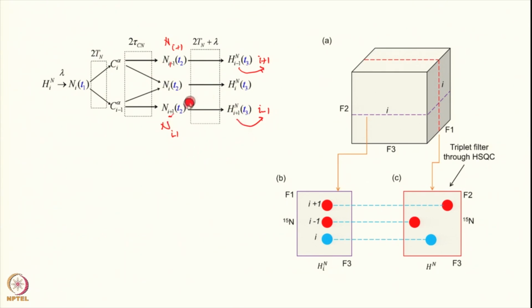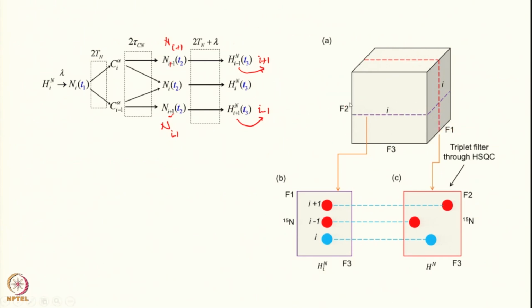After this you have the magnetization on the nitrogens of 3 residues, I minus 1, I and I plus 1, and this is then transferred to the corresponding amide protons. This will be I plus 1, this will be I, and this will be I minus 1. So these are detected during the T3 period. Now if you do a 3D Fourier transformation, what do you get? You get a 3-dimensional spectrum: the F3 axis has the amide protons, F1 has nitrogen and F2 also has nitrogen.